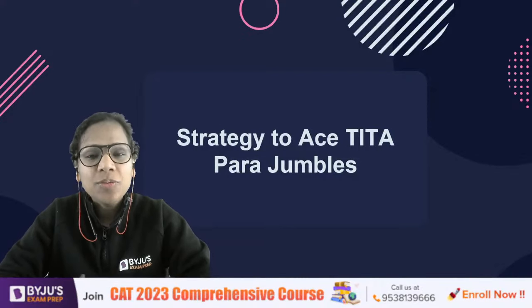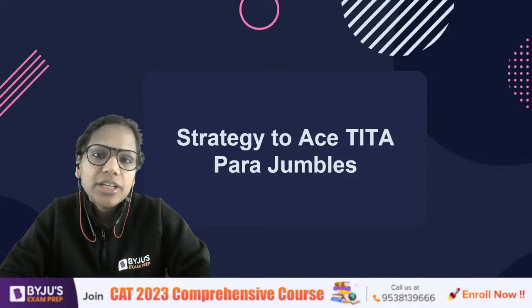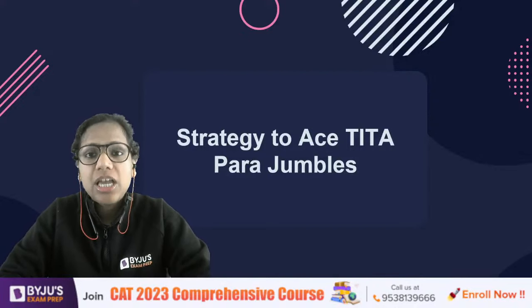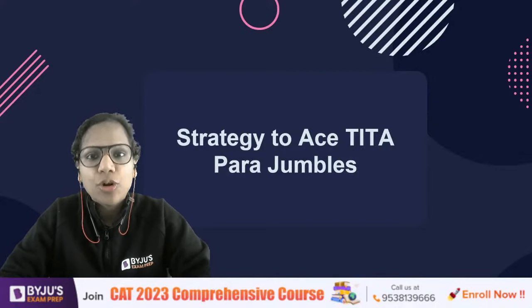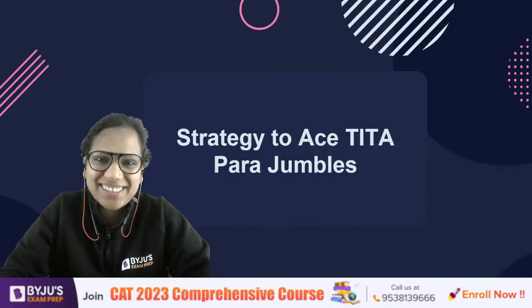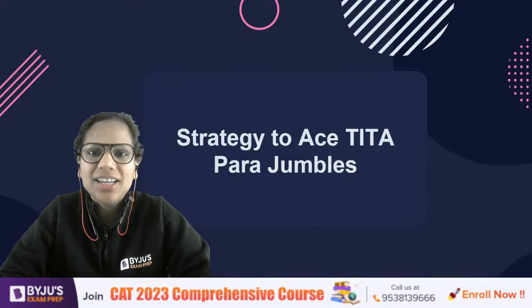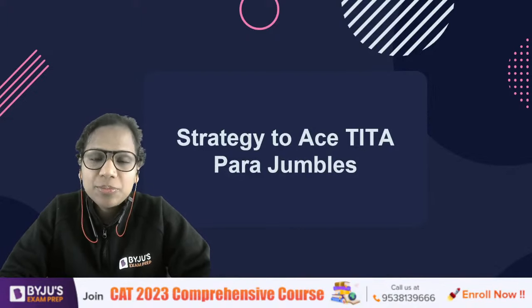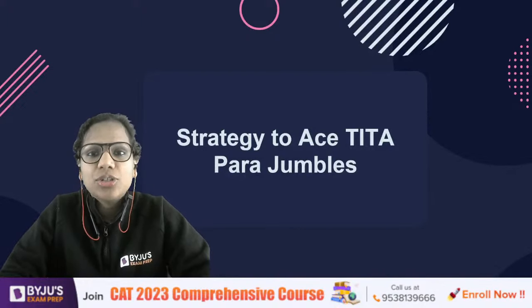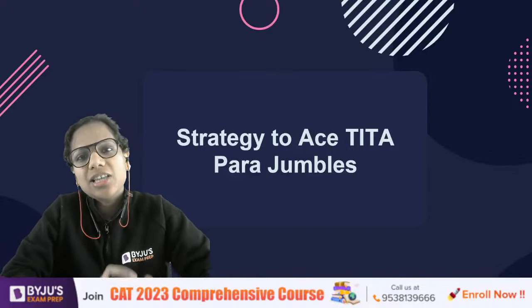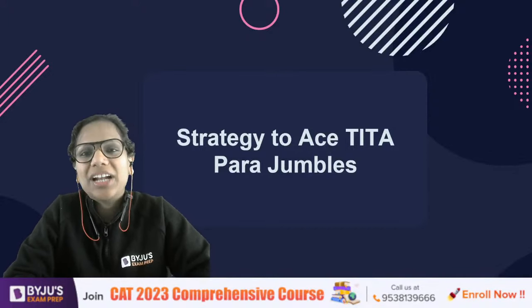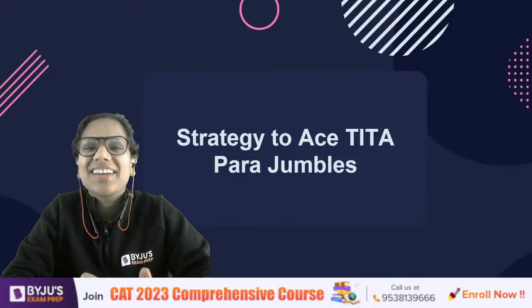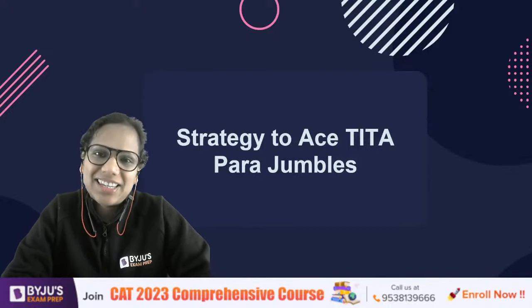Now, as you know, in CAT, you do not get options with Parajumbles. You have to yourself form the sequence and type that in. That's why the name Type in the Answer Parajumbles. So today we'll see how to approach them. We'll solve some questions so that we understand that this is how I have to do it in the exam and this is how I have to score the maximum marks in this area, right?